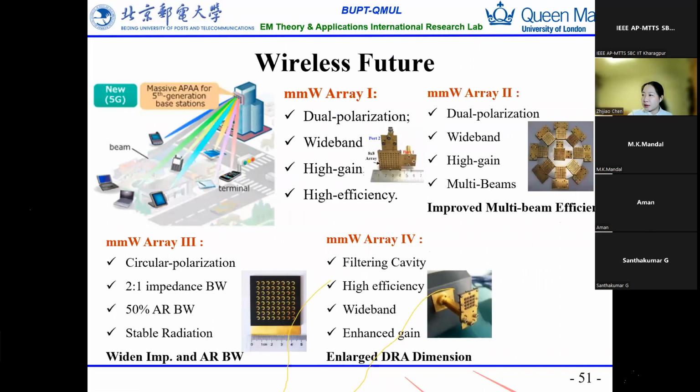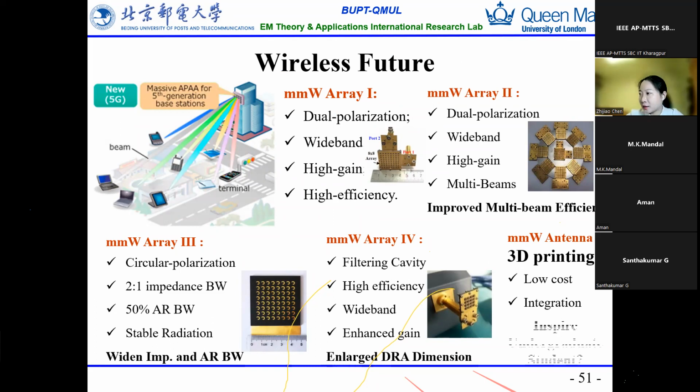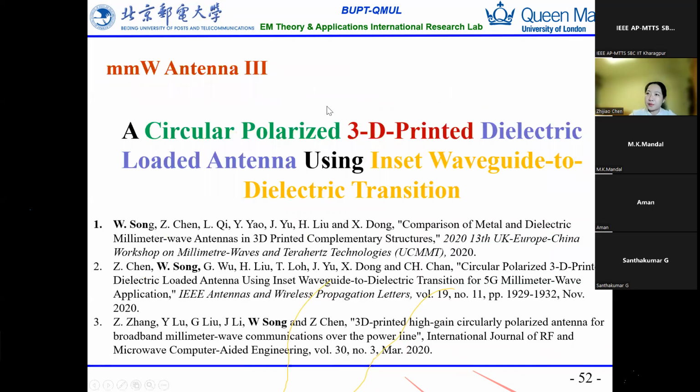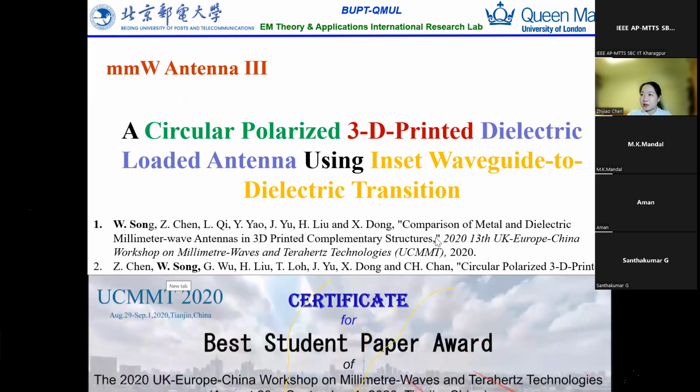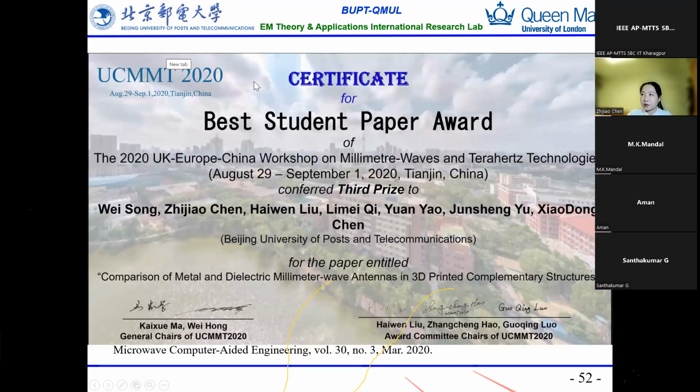For our next step, I was thinking we can use 3D printing to further reduce the cost of the antenna. In this way, I would like to inspire our undergraduate students to get involved in this research. So here is the antenna he is working on, a circularly polarized 3D printed dielectric loaded antenna using an inset waveguide to dielectric transition. He did a very good job, and also published a conference paper and won the best paper award.